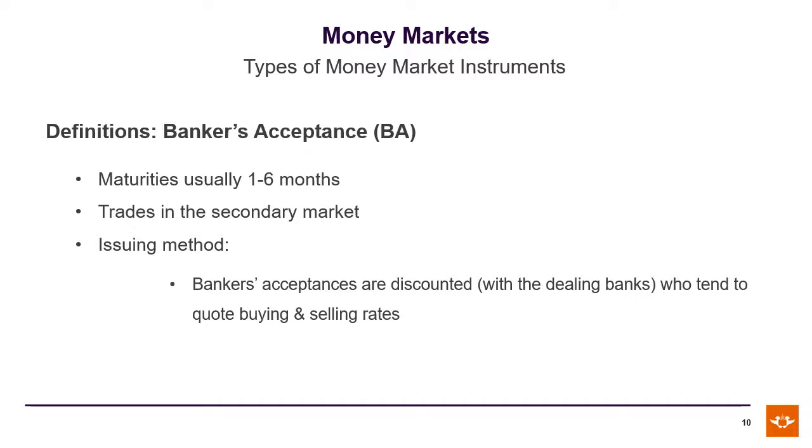The maturities for a banker's acceptance can vary between 1 and 6 months. It trades in the secondary market, and bankers' acceptances are issued at a discount with the dealing banks, who tend to quote buying and selling rates.